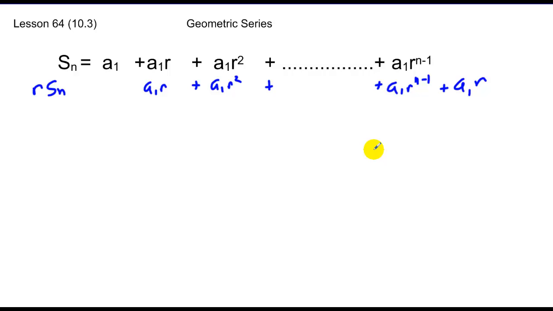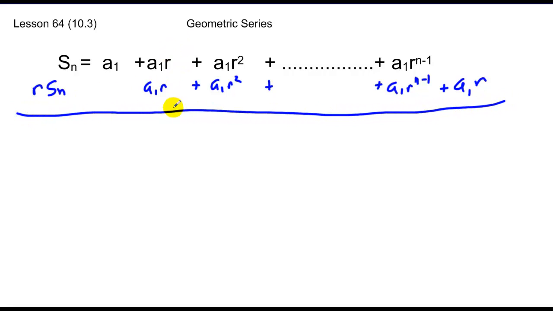So here's what he did. He said, well, look, if I subtract all this, then anything that's alike is going to subtract out. And I have the sum of n terms minus r times the sum of n terms is equal to the first term, zeros for everything in between, but I have this last term in here that I'm subtracting out.